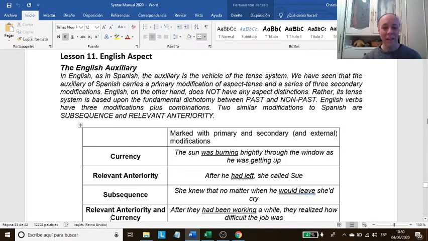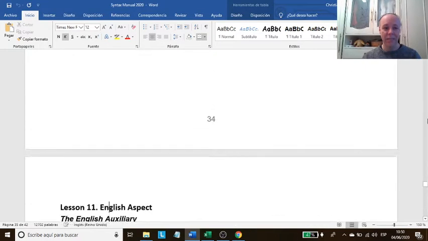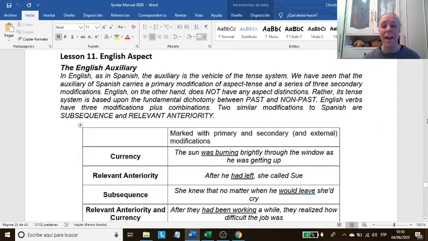All right, let's look at your manual. This is page 35 in your manual and it's lesson 11, English aspect. It says the English auxiliary. In English, as in Spanish, the auxiliary is the vehicle of the tense system. We have seen auxiliaries in English: do, does, will, would, etc. The vehicle of the tense system.